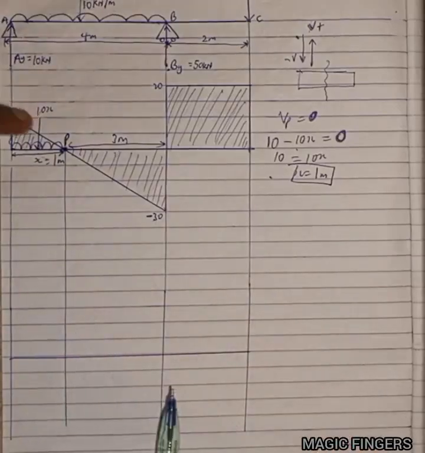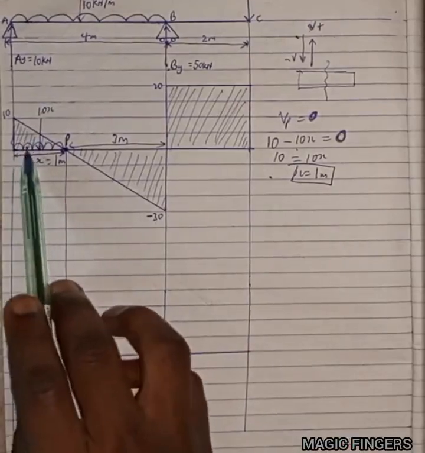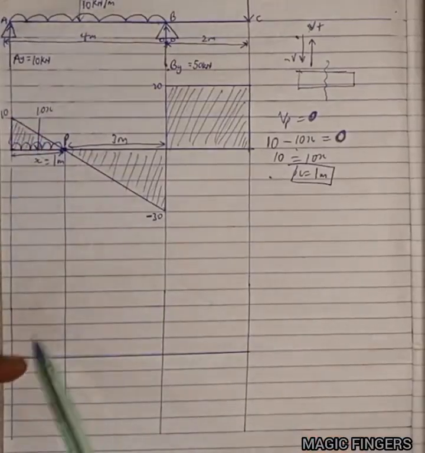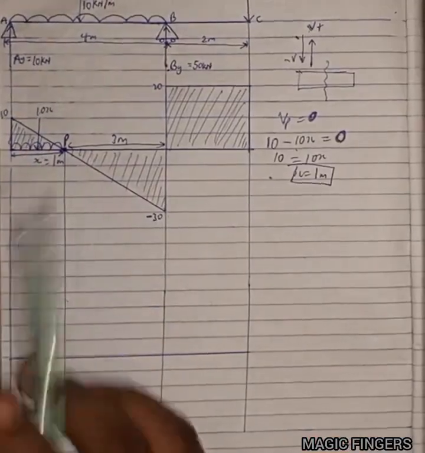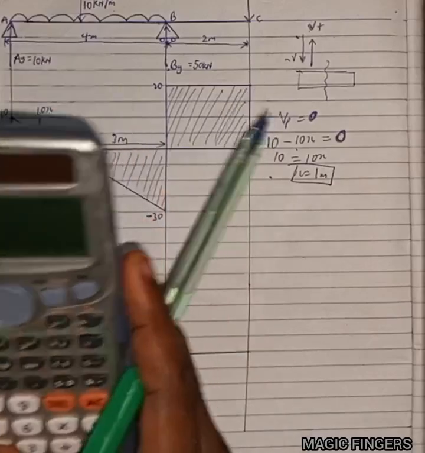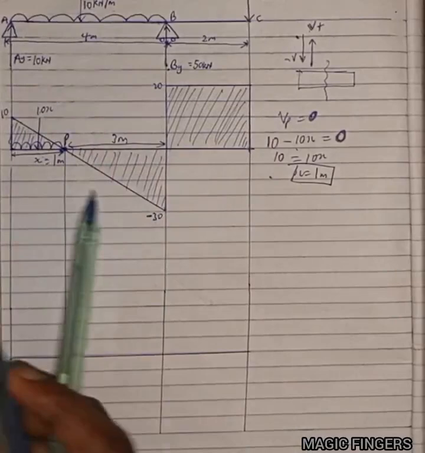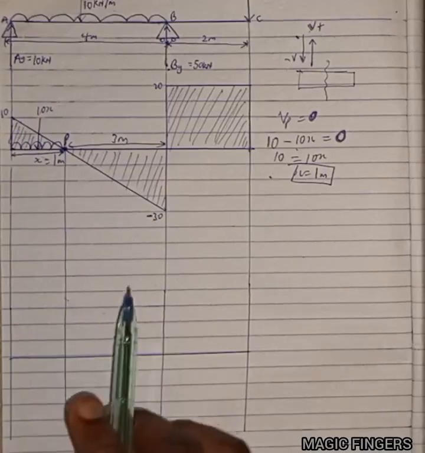Remember, the area under the shear force diagram gives us the bending moment. Now, look at this. What shape is this? This is a triangle. Now, the area of this will give me the value of the what? Of this bending moment diagram. Now, let's go. What's the area of this one? Remember, half base times height. I look at my calculator: half times the base, which is 1, and the height is what? 10. And that is what? 5. So that is 5 kilonewton meter.